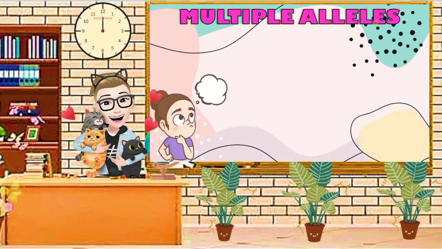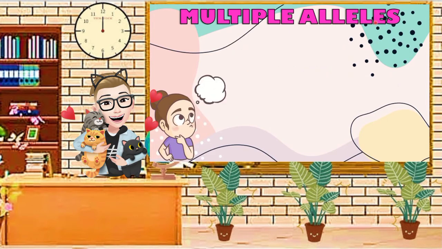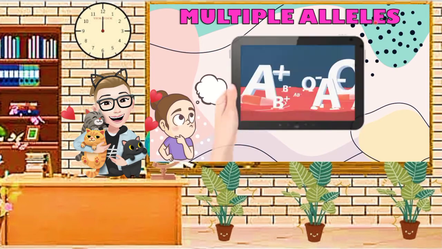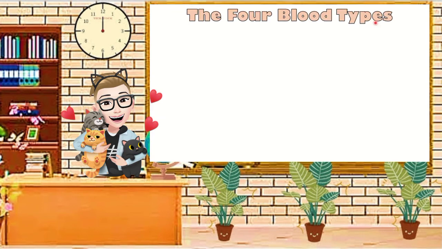Alright, so let's proceed to the third type of non-Mendelian pattern of inheritance, which is multiple alleles. From the word itself, multiple, a gene that is controlled by more than two alleles. A good example of multiple alleles is our blood type. Do you know your blood type? It is important that you know your blood type.